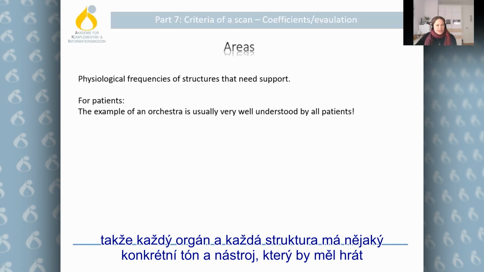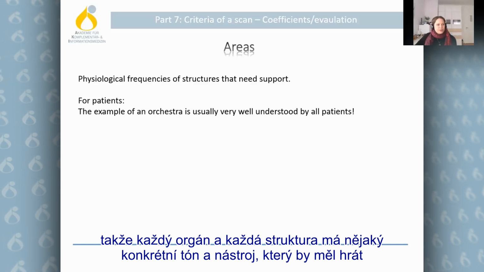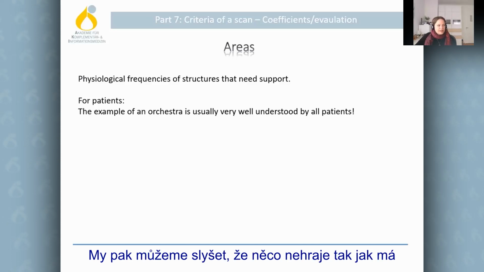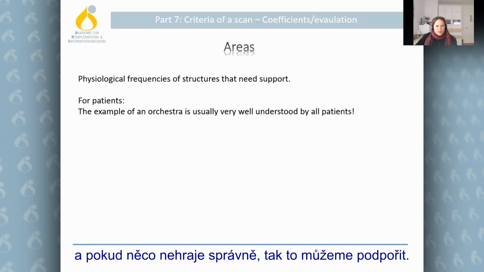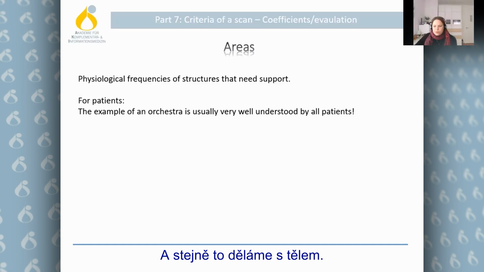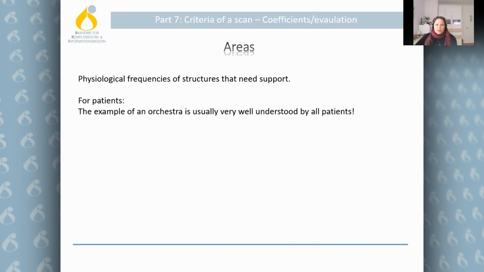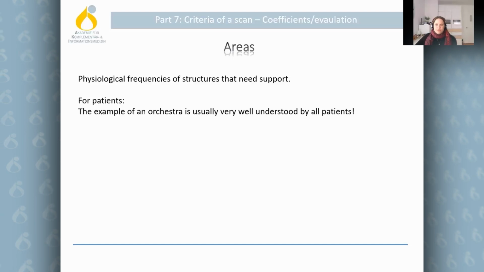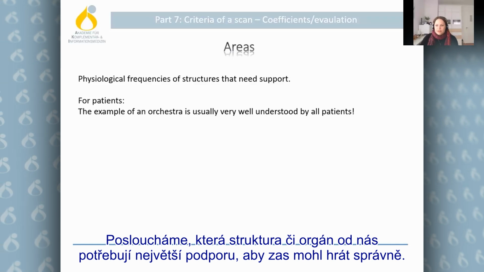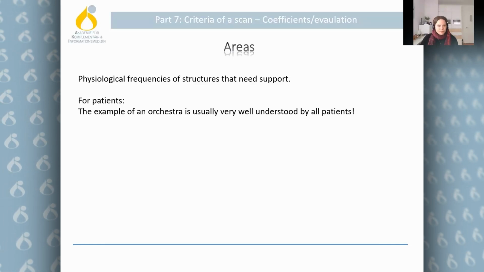Every organ and structure has a specific tone and instrument which it should play. So we ask how it is going, and they play for us. We can then hear where something isn't playing correctly, and then we can support it. This is what we do with the body, like dealing with an orchestra with the musicians that need to play their instruments. So we see which musicians need more support from us to be able to play right again.